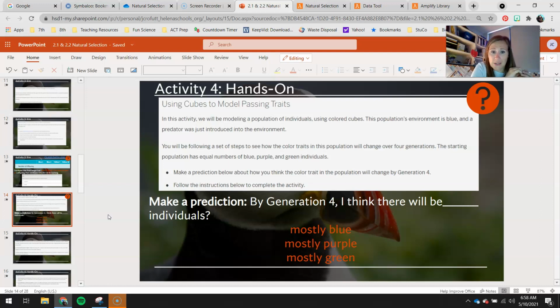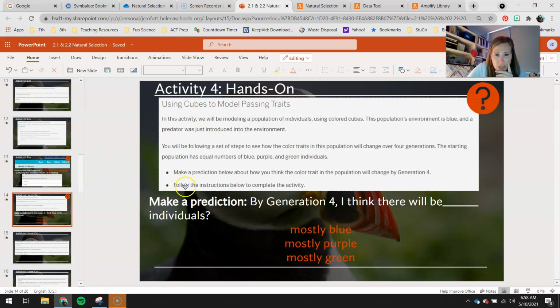You will be following a set of steps to see how the color traits in this population will change over 4 generations. The starting population has an equal number of blue, purple, and green individuals. Make a prediction below about how you think the color trait in the population will change by generation 4.